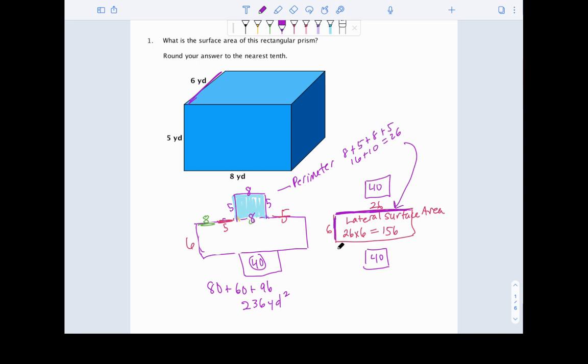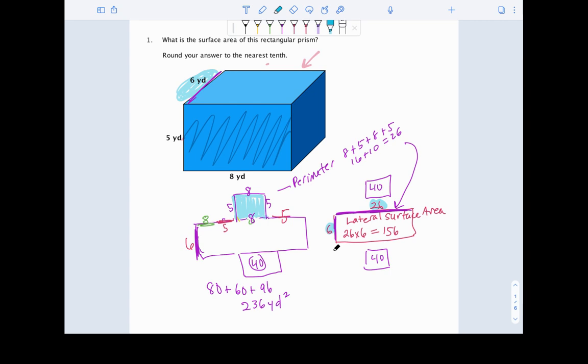And then times the height of my prism. Height is basically the distance between the 2 bases. If this front is my base, and then my back there is going to be my other base, my matching pair, they're opposite, then the distance between those two is a 6. So that's going to be my height. I end up taking the perimeter of my base times my height. That gives me that whole lateral surface area in one calculation. Well, 2. We had to do the perimeter, then we multiply by the height.